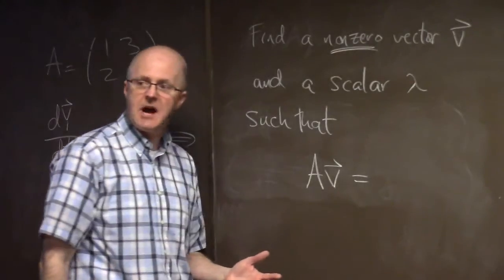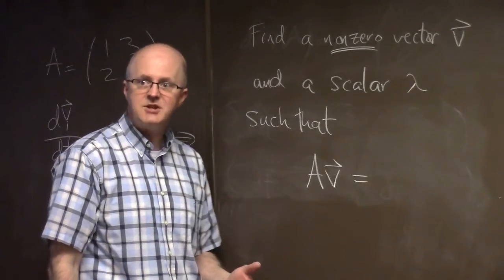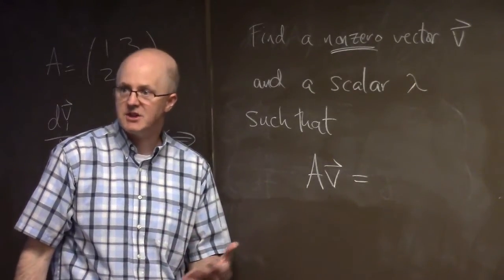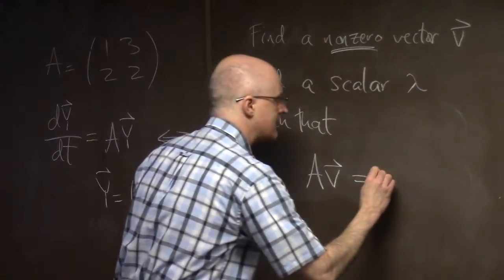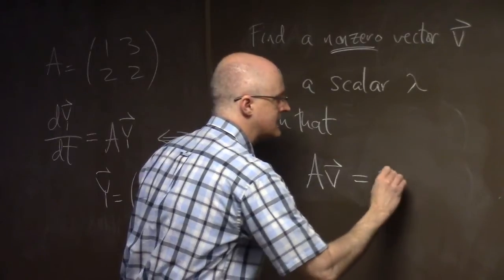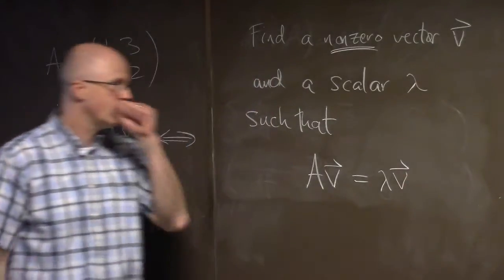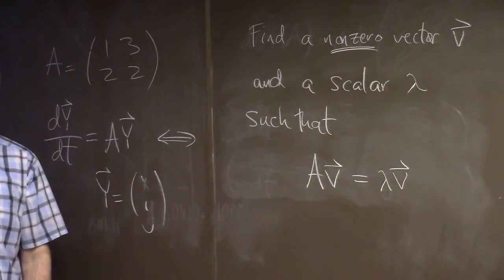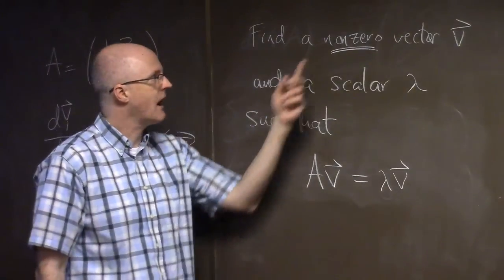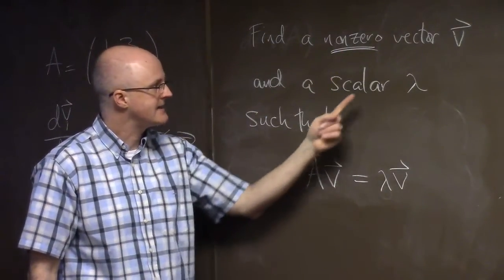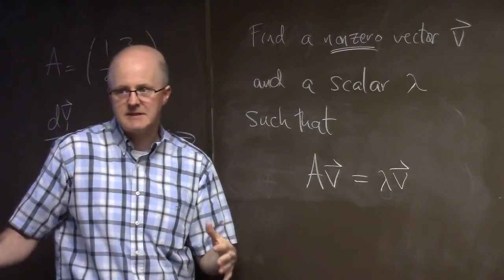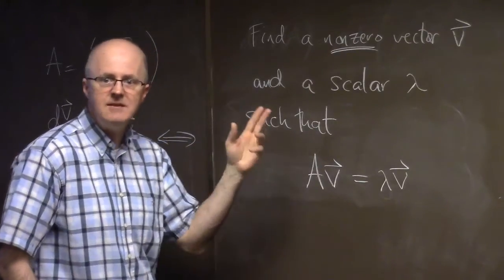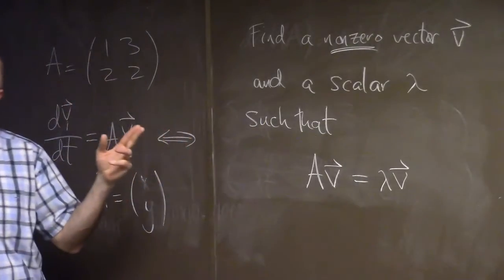A times v is the output of the vector field. That should be parallel to v. It should be some scalar times v. Lambda is the scalar I'm using. Some lambda times v. We're looking for a non-zero vector v and a scalar lambda so that this is true. Lambda actually can be 0 in some examples, but v cannot be 0 when we're thinking about this.